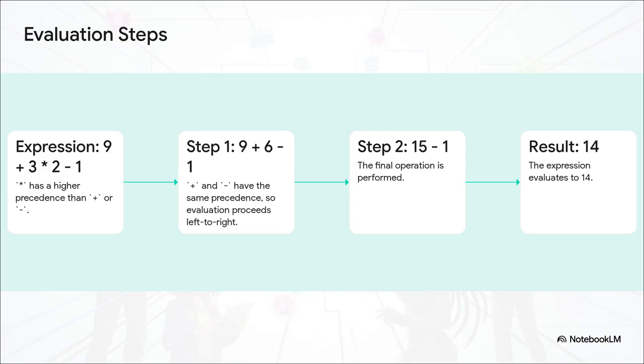Let's just walk through this example right here. We've got 9 plus 3 times 2 minus 1. Without any rules, you could get a few different answers. But C knows that multiplication has a higher precedence, a higher rank. So step 1, it does 3 times 2 first. The expression becomes 9 plus 6 minus 1. Now addition and subtraction have the same rank, so it just works from left to right. Step 2, 9 plus 6 becomes 15, and the final result is 14. These rules ensure you get the right answer every single time.